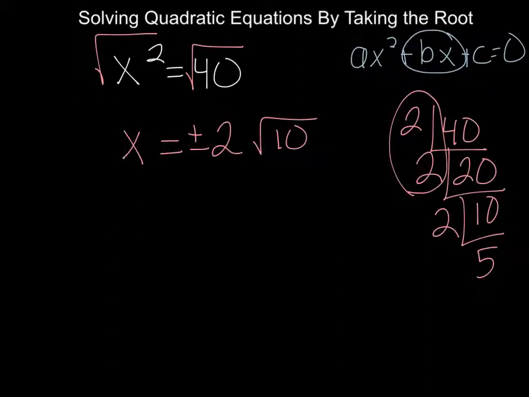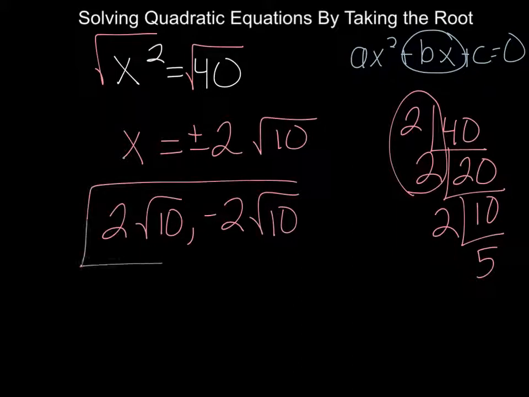And then we always need two answers. There's two possibilities. Remember, if you multiply a negative times a negative, it's also a positive, so it works as well. Or a positive times a positive works. So don't forget to put the plus or minus, so it would be 2 radical 10 and negative 2 radical 10. And we're always looking for two answers on these quadratic equations.